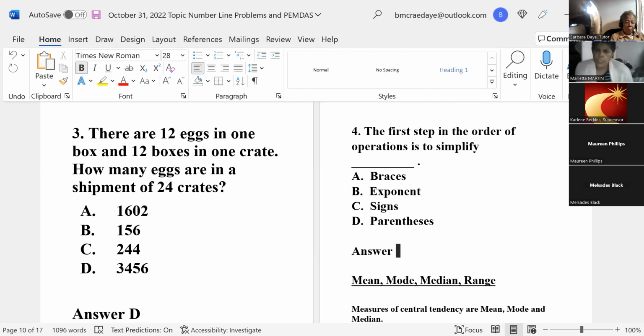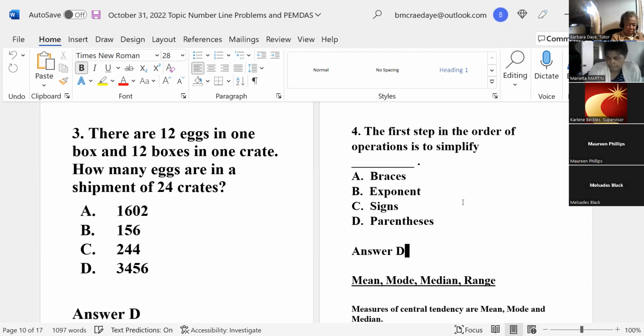The exponents. What, would you not say parentheses, Mercedes? The first step in the order of operations is to simplify what? Parentheses. Okay.